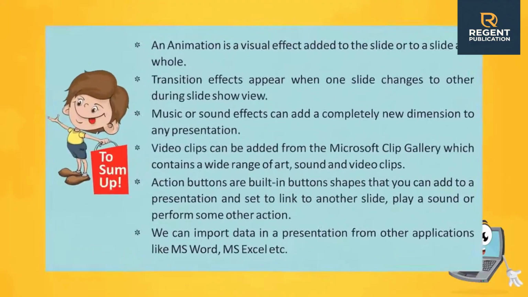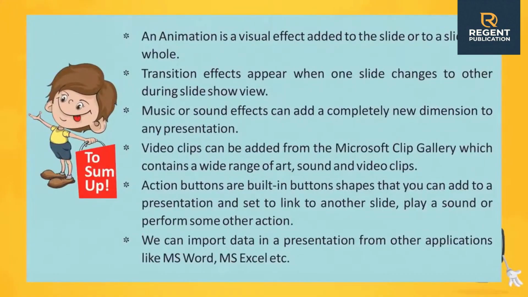To sum up, an animation is a visual effect added to the slide or to a slide as a whole. Transition effects appear when one slide changes to another during slide show view. Music or sound effects can add a completely new dimension to any presentation. Video clips can be added from the Microsoft Clip Gallery, which contains a wide range of art, sound, and video clips.